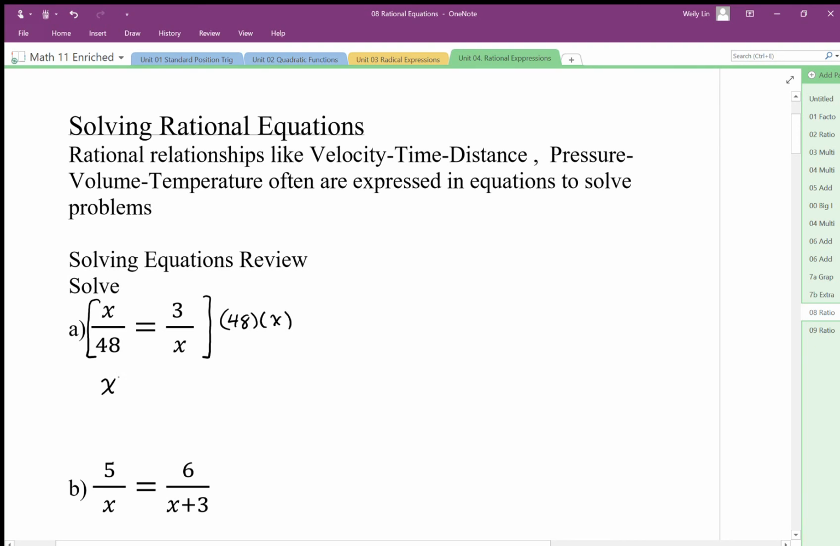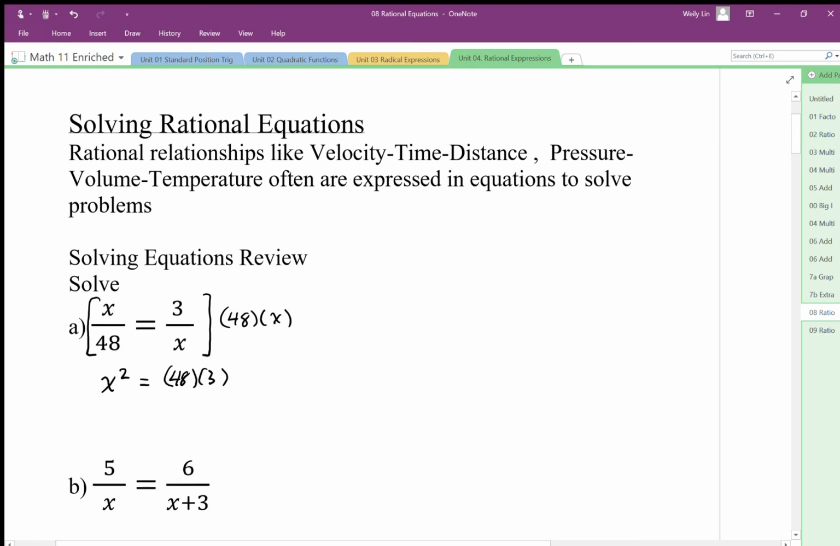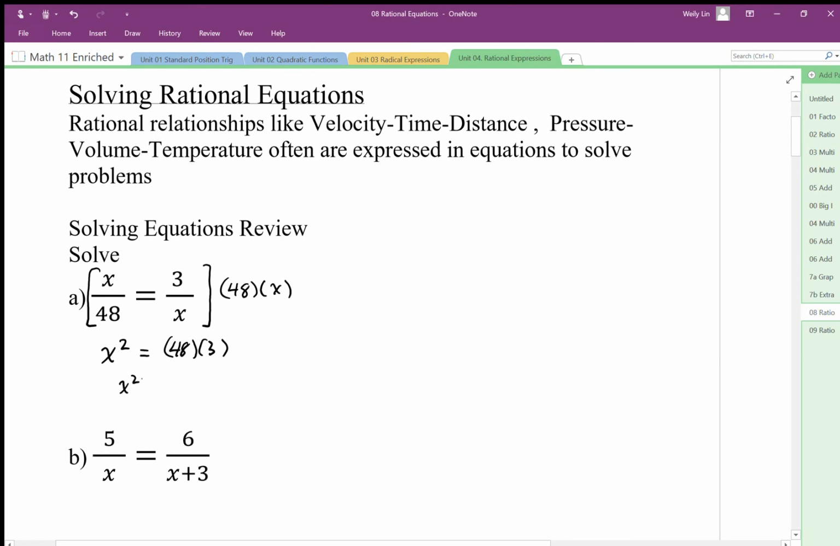We end up with x squared on this side because the times 48's cancel. Here the times x's cancel, and we end up with 48 times 3. Okay, and then we end up with x squared equals, and this looks like to be 144, and then we solve for x squared. We can square root both sides, and just a reminder, whenever we solve by square rooting, we must involve the plus minus version of the square root, because the principal square root is only the positive version.